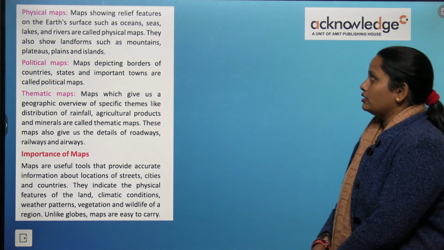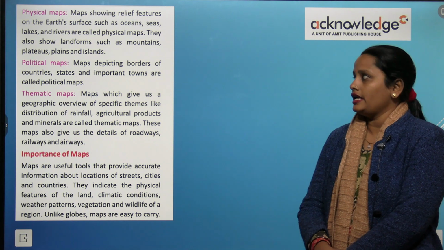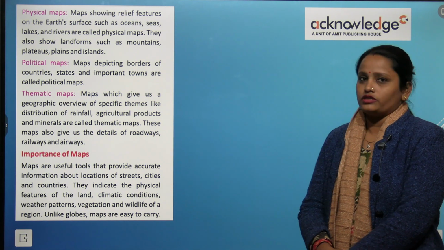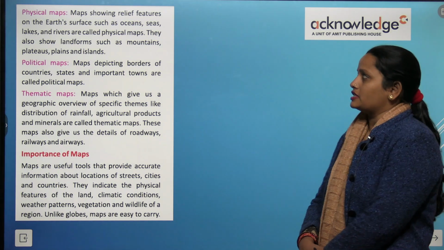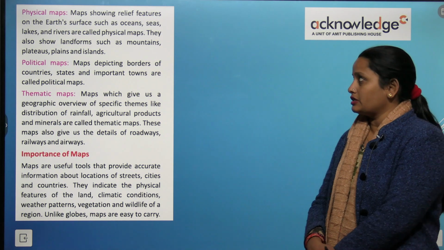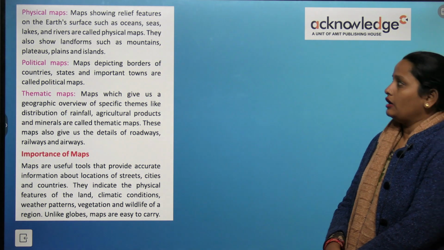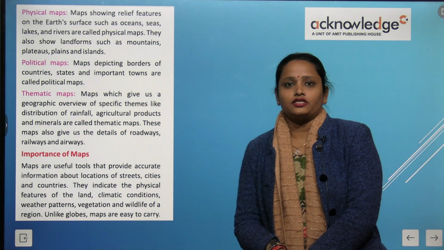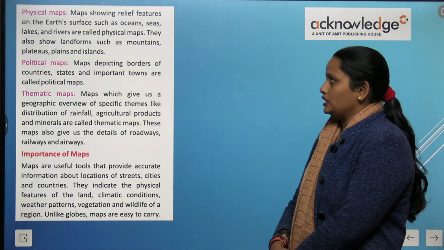Maps showing relief features on the Earth's surface, such as ocean, sea, lakes, rivers, are called physical maps. जो physical feature बताते हैं अर्थ के वो physical map हैं, जैसे कि ocean कहाँ पे है, sea कहाँ है, lakes कहाँ हैं, अर्थ के surface के बारे में बताते हैं. They also show landforms such as mountains, plains, plateaus and islands. So ये mountain, plain, plateaus के बारे में भी information देते हैं.